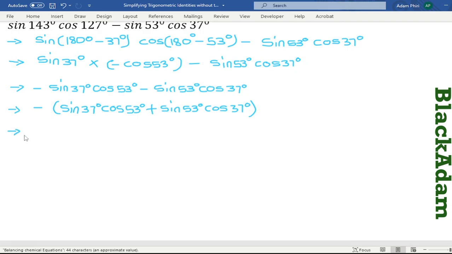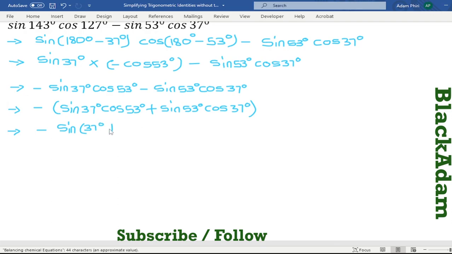Okay, so alternating angles means that we are dealing with the sine of double angles, so that would be sine of 37 degrees plus 53 degrees. So that gives us 53 plus 37, which gives us 90 degrees. So that's sine 90 degrees, and sine 90 degrees is 1. So that's 1. That's our final answer.